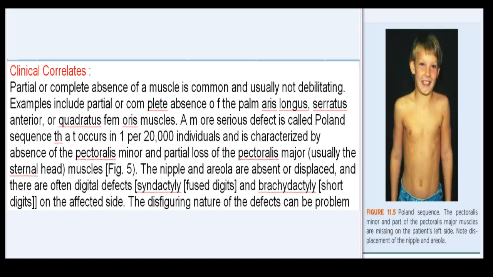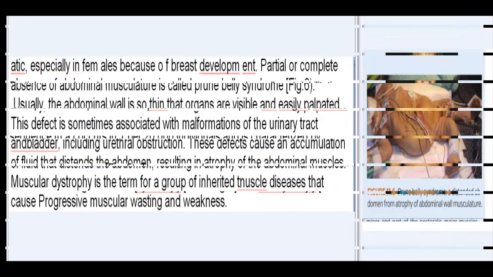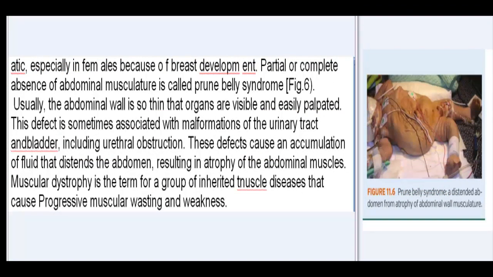A more serious defect is called Poland sequence, which occurs in 1 per 20,000 individuals and is characterized by absence of the pectoralis minor and partial loss of the pectoralis major, usually the sternal head, muscles, Fig. 5. The nipple and areola are absent or displaced, and there are often digital defects, syndactyly, fused digits, and brachydactyly, short digits on the affected side. The disfiguring nature of the defects can be problematic, especially in females because of breast development.